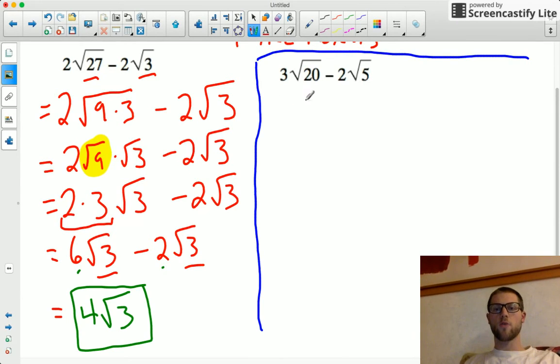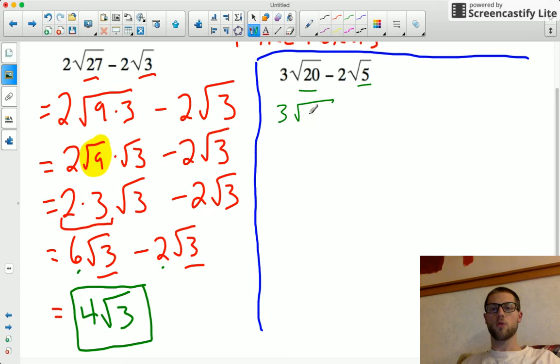All right, so if we are subtracting these two radicals, I don't quite have like radicals yet, so I need to simplify the square root of 20. This is going to become 3 times the square root of 4 times 5. I'm going to keep the minus 2 root 5 the same. And I can simplify this next line as follows.